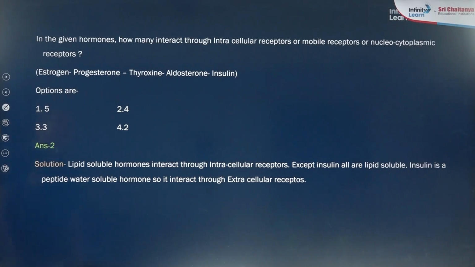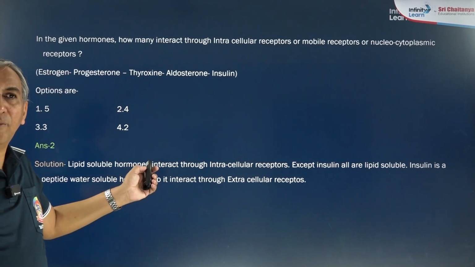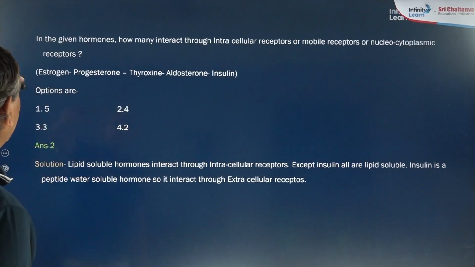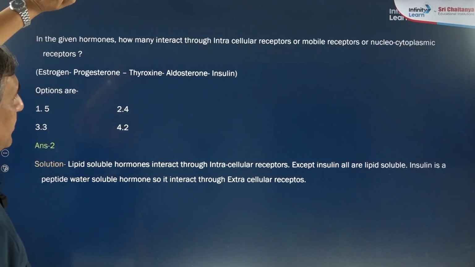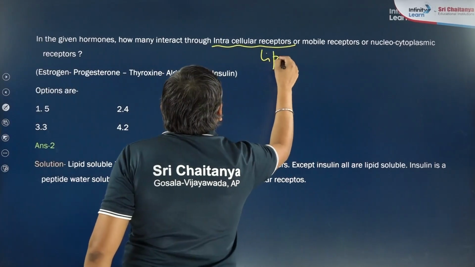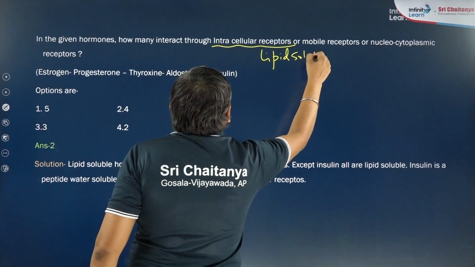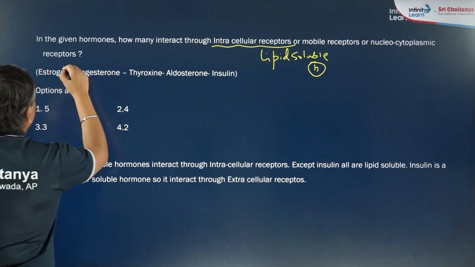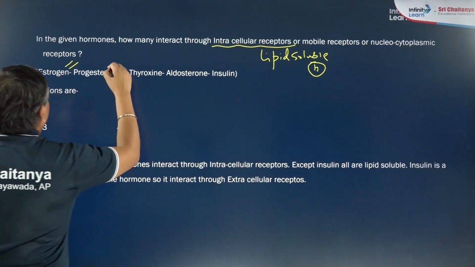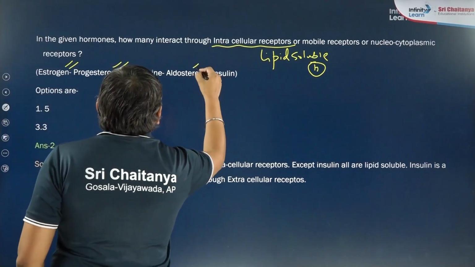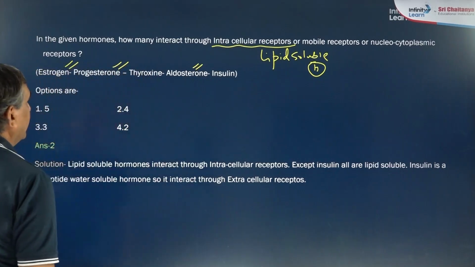Now, a very interesting question I formed. Remember all these questions, those who are observing here; I have not copied them, except the one that came in NEET. These are all my own brainchild questions. In the given hormones, how many interact through an intracellular receptor? Intracellular receptor means, how many are lipid soluble hormones. So see, estrogen, intracellular receptor; progesterone, intracellular receptor. All the hormones of the adrenal cortex are steroid in nature, intracellular receptor.